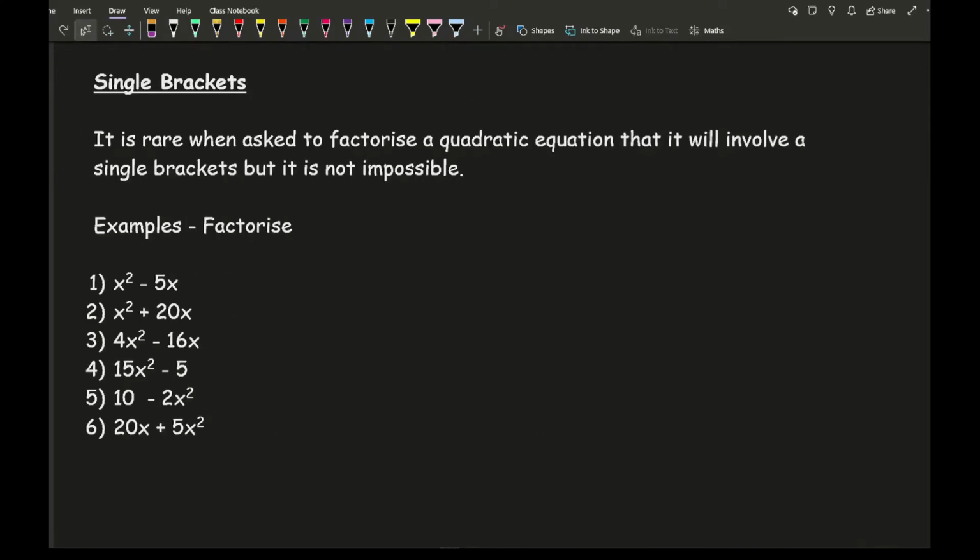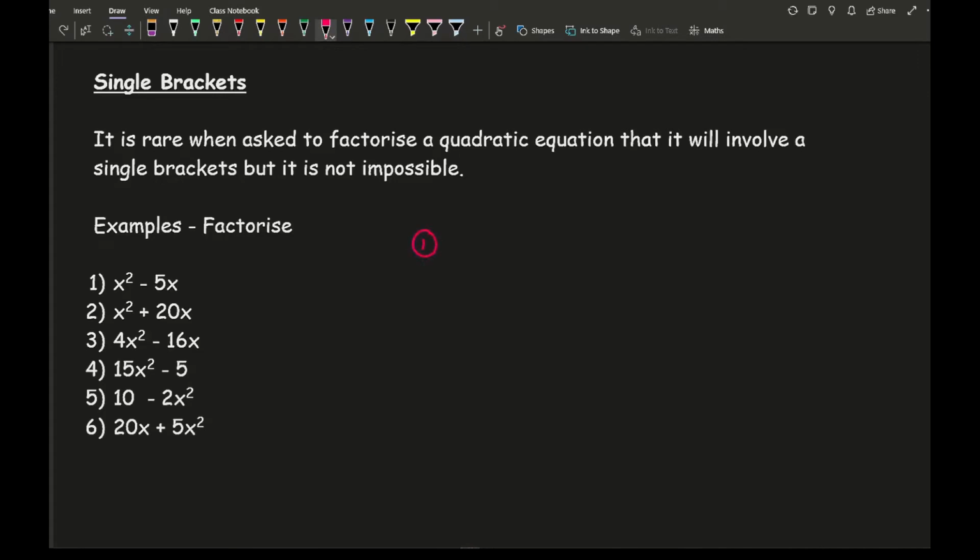Now looking at single brackets first, this is really rare, and when asked to factorise a quadratic that will only involve a single bracket, but it is not impossible, so just be mindful. And it's important that when you practice these types of questions you'll recognise when something is single brackets and when it's looking like a double bracket question, although they can look very, very similar. So let's have a look at some examples. So here we've got a set of examples that can only be factorised using one bracket.